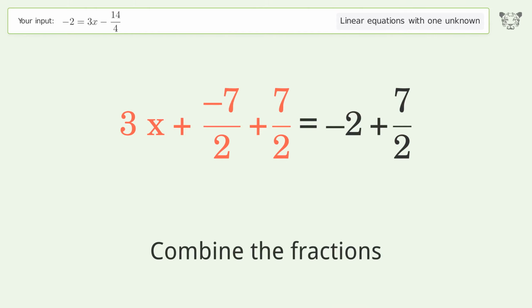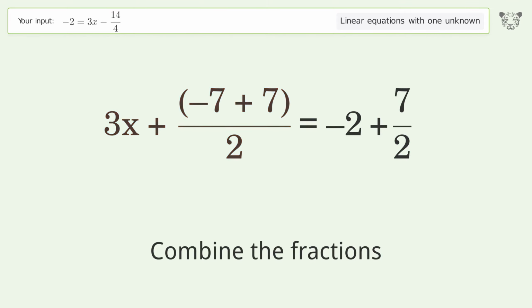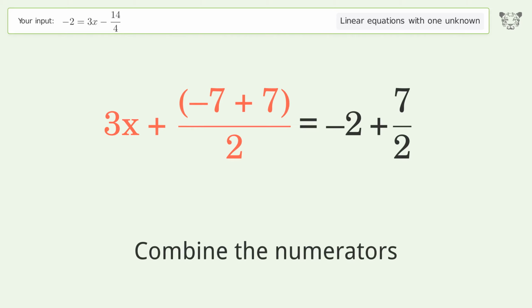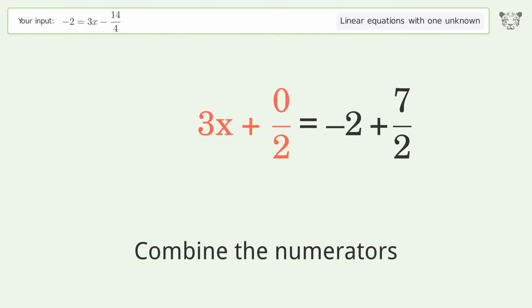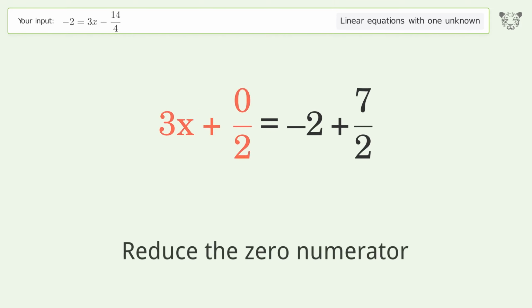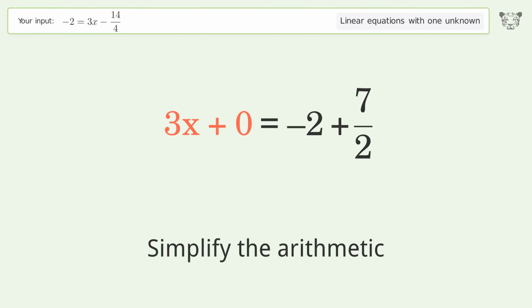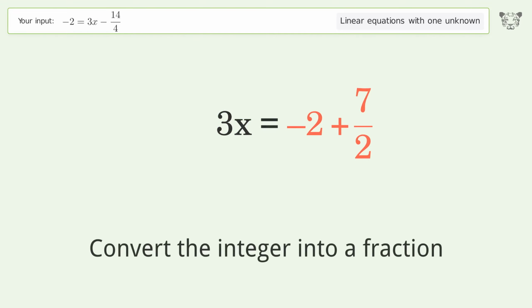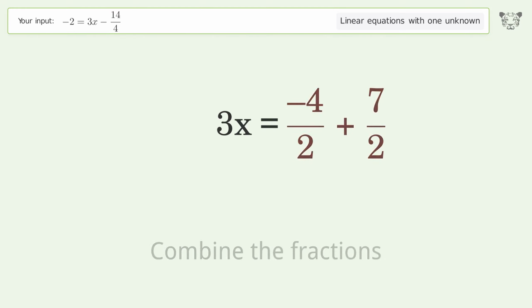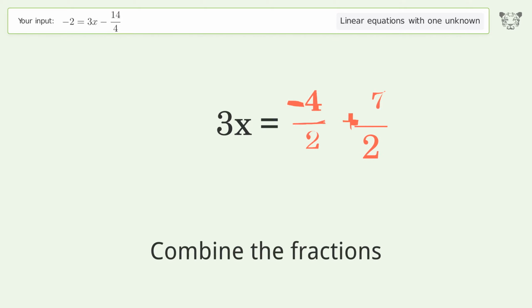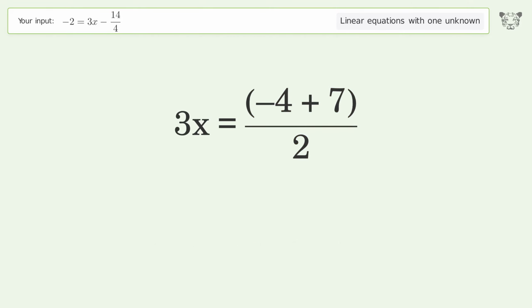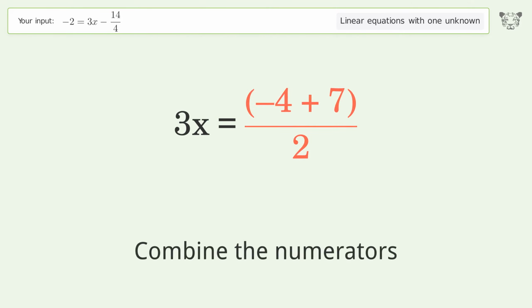Combine the fractions. Combine the numerators. Reduce the zero numerator. Simplify the arithmetic. Convert the integer into a fraction. Combine the fractions. Combine the numerators.